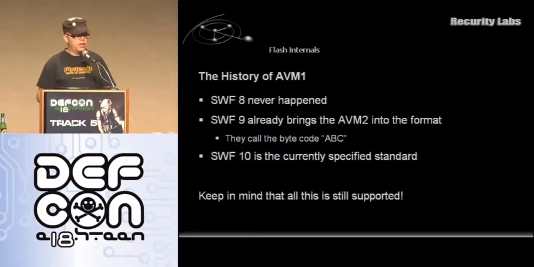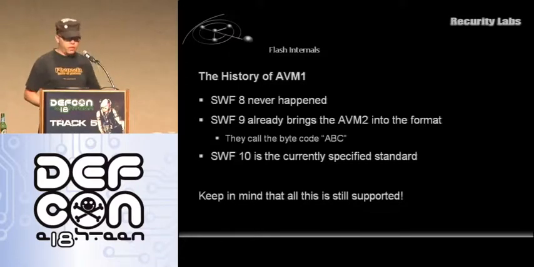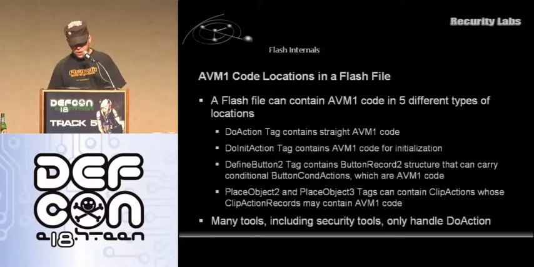Version 8 never happened. I don't even want to know. And version 9 then brings in the AVM2 with a complete file format within the file format. So they have a complete new file format that is called the ABC file format that goes into one new tag type. And so you have yet another file format in the file format. And then version 10 is what we're currently watching the porn on. Now, keep in mind, this is all still supported. Back to the string editions.